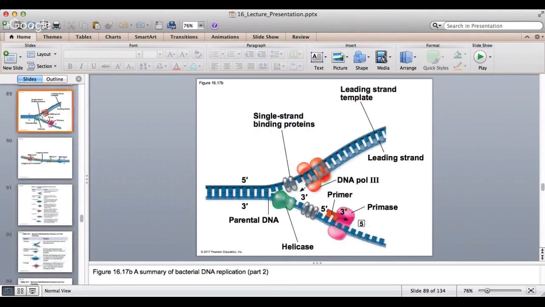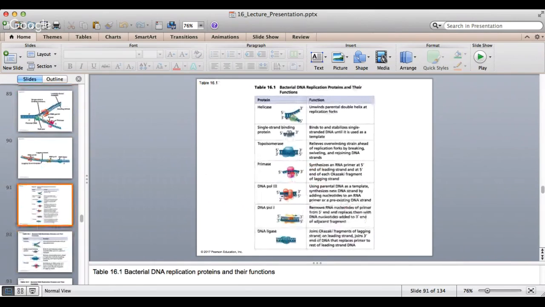The big take-home message, you guys, is that bacterial DNA replication proteins and their functions are very similar to eukaryotic and some human and animal. This is the table. Table 16.1 is going to be the key table for all of our different proteins and enzymes. Remember, enzymes are proteins. Helicase is going to unwind. Single-strand binding proteins are just going to kind of stabilize those strands, leading and lagging, to make sure that there's no issues. Topoisomerase kind of relieves overwinding strain ahead of that replication fork. It's going to kind of work to stabilize in front of our replication fork.